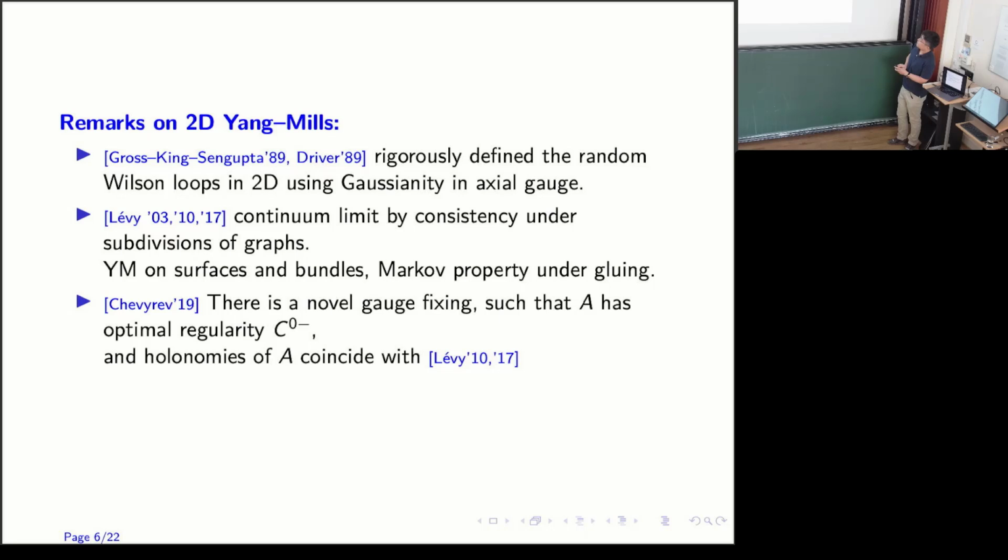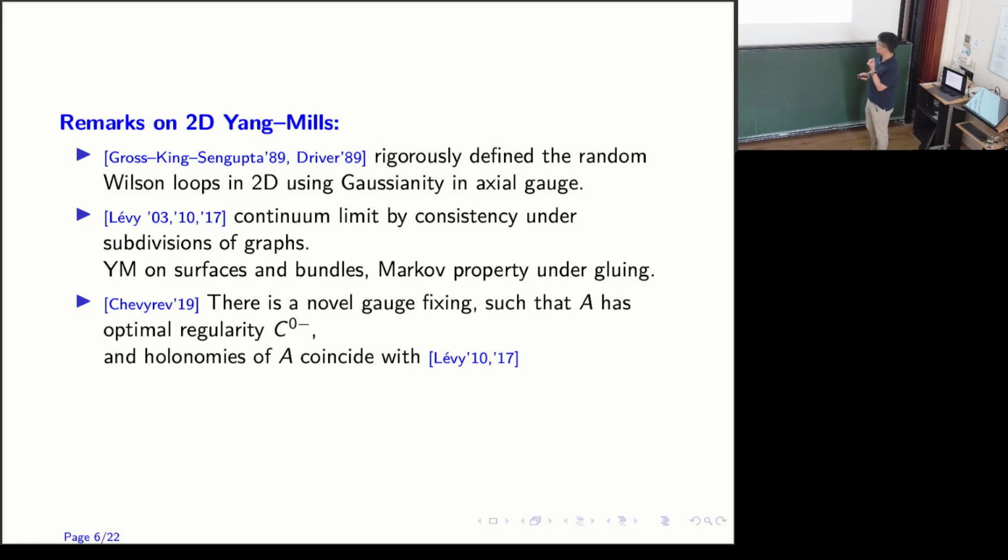And then Wilson loops are just observables of A, right? So marginals of A. So what about the A? Actually there's a nice paper by Sourav Chatterjee. It showed that there's a normal gauge fixing, not the axial gauge. It's a sort of combination of axial gauge with Coulomb gauge. And there's such a gauge that the A actually has optimal regularity.